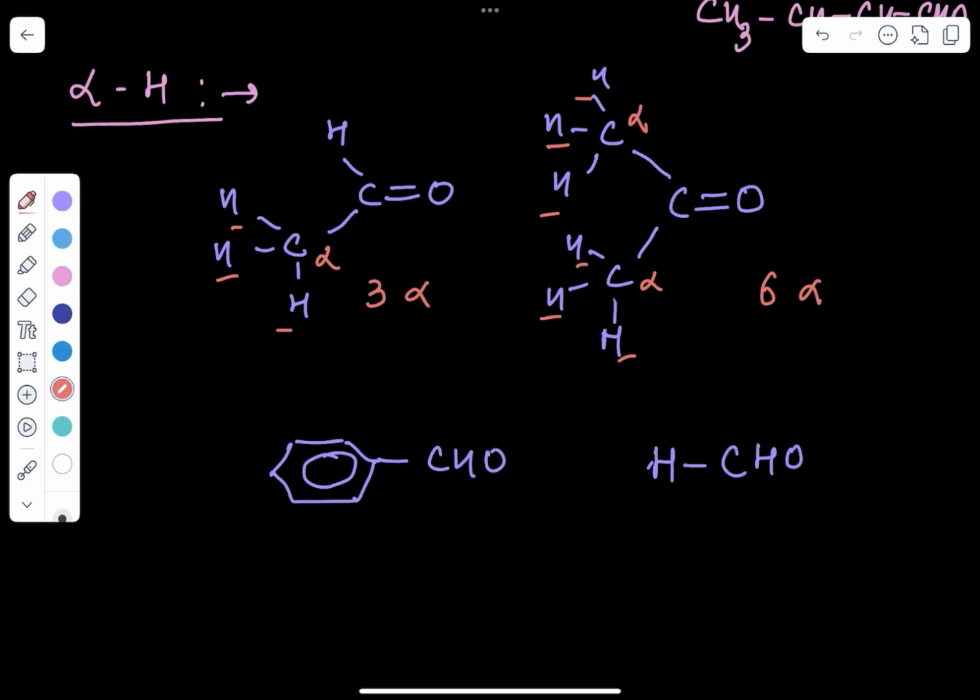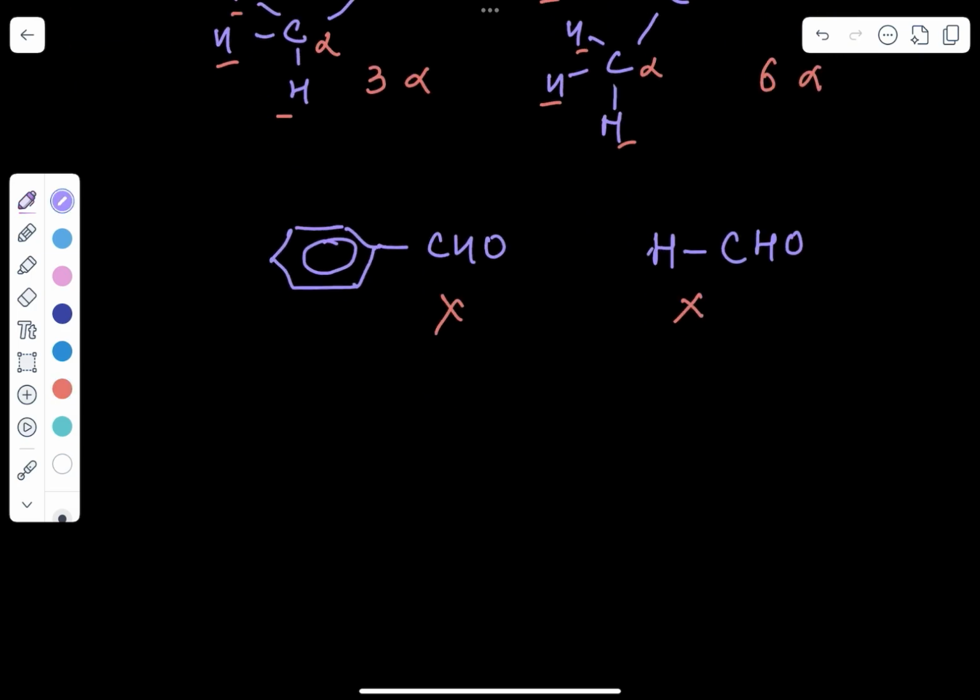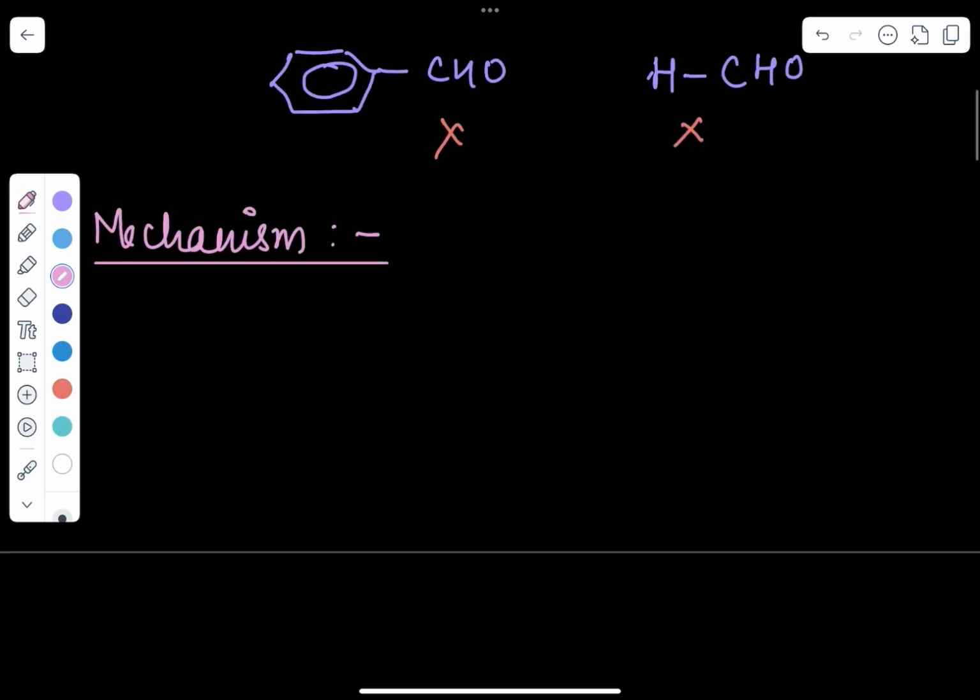Students, aldol reaction is a very important reaction of grade 12th, and it is always asked in the board examination. So you must be thorough with this. Any question from this topic can be asked in the board examination.